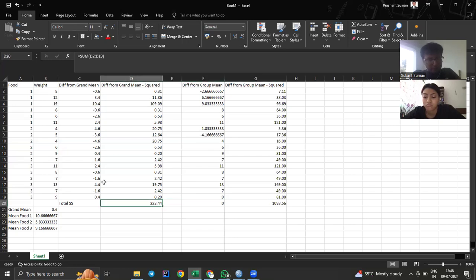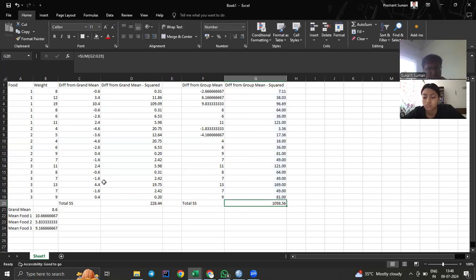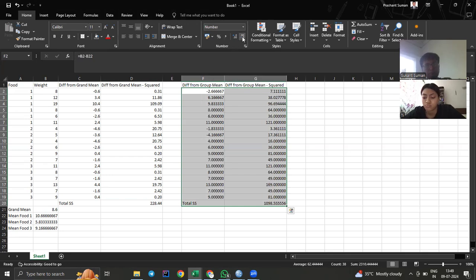Okay, this is not valid. What is happening? There's some formula I need to fix. I'll just do that. Now this will be my within sum of squares.